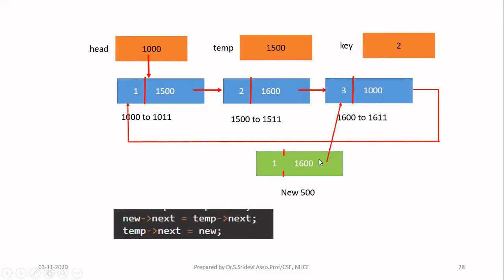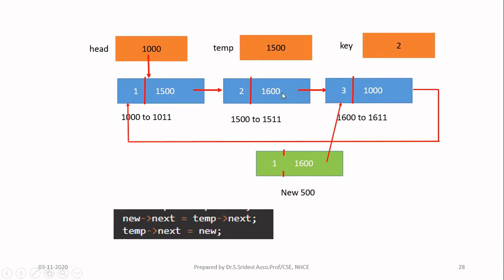So when you come out, you have to insert this green color node after this blue node. That means you have to make this new node point to this data now, because previously 3 is pointed to by 2. But now you are going to insert this new node after 2. That means this new node will be pointing to 3. So store the address of 3 here. The address of the 3 is 1600.